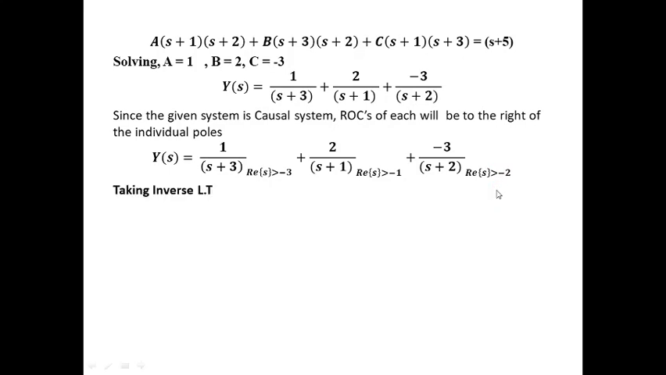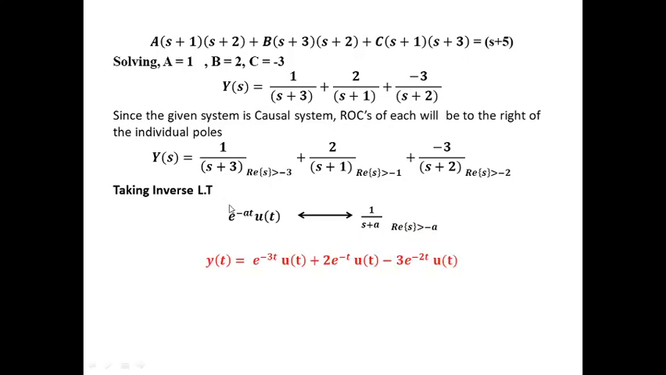So now we can apply the conventional formula, e power minus at u of t Laplace transform is 1 by s plus a, real part of s greater than minus a. Just go back in reverse to take inverse Laplace transform, and we get y of t equal to e power minus 3t u of t for the first term. 2 is an amplitude, 1 by s plus 1 is e power minus t u of t, minus 3, 1 by s plus 2 is e power minus 2t u of t.